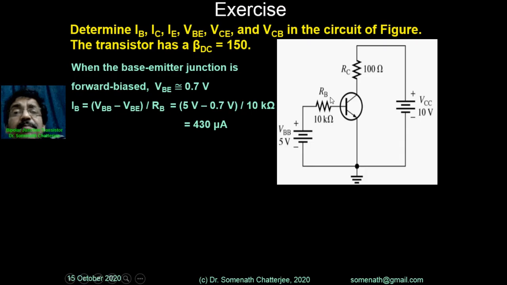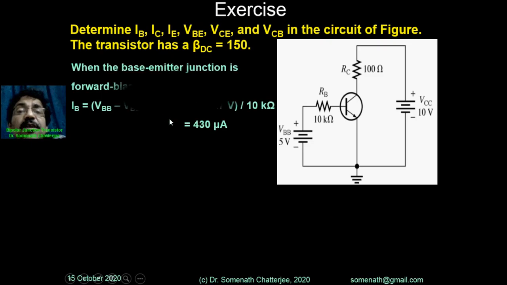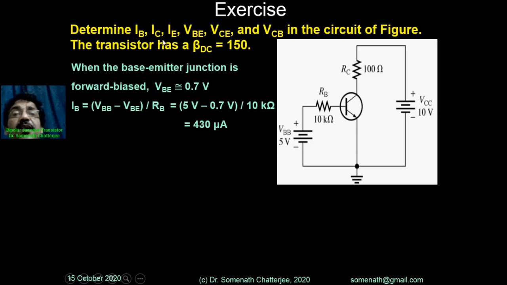Here it is given RB, the base resistance, and this is the collector resistance, 100 ohm, and there you are applying the output voltage, that is 10 volt, and the base voltage, that means the input bias, is 5 volt. We have to find out IB, IC, IE, VBE, VCE, VCB, all things. When the base-emitter junction is forward biased, VBE is equal to 0.7 volt. So here we are applying Kirchhoff's voltage law.